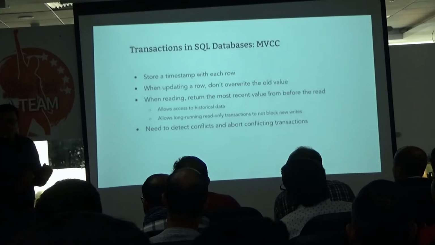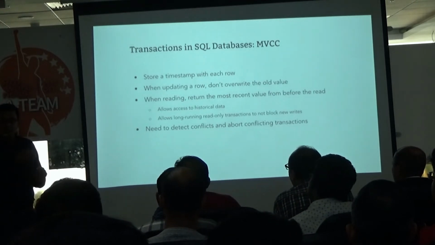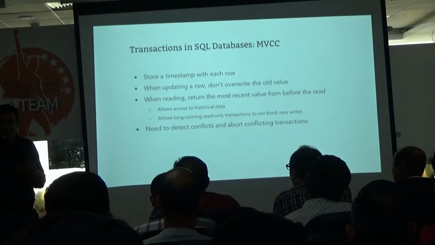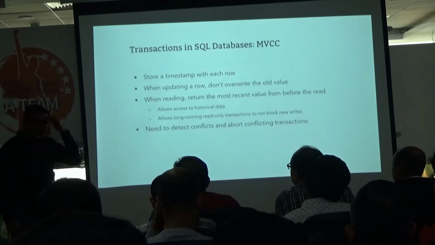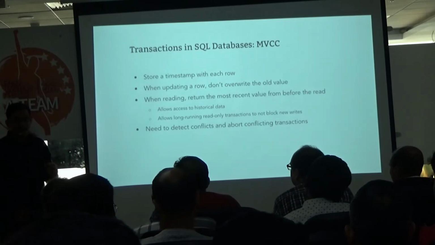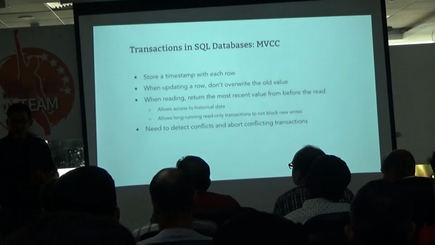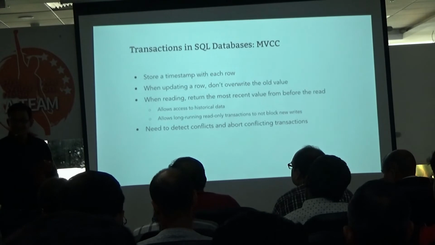So this timestamp should also be unique across all the nodes, and synchronizing clocks is also a very difficult problem. Google Spanner does it by having an atomic clock at each node so that you know the absolute correct time.